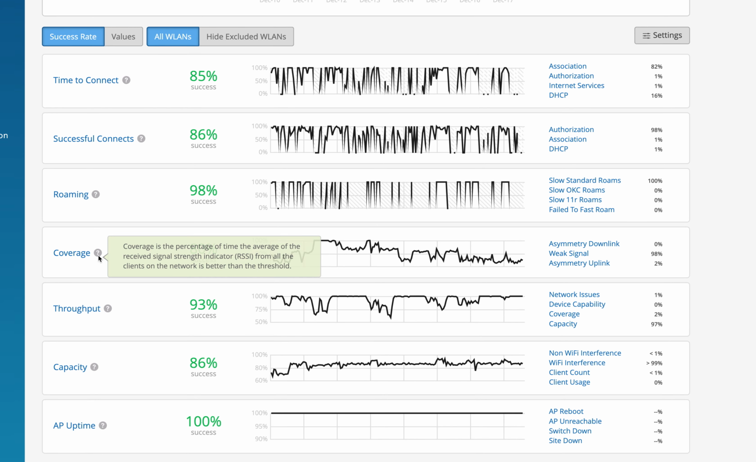If you put a question mark, it says coverage is the percentage of time the average of the received signal strength from all the clients on the network is better than the threshold. So what it means is, at any time, the coverage defined in the goal has to be met by every client on the ground. Okay, let's go and check the settings here.